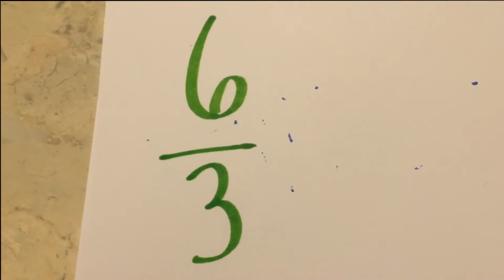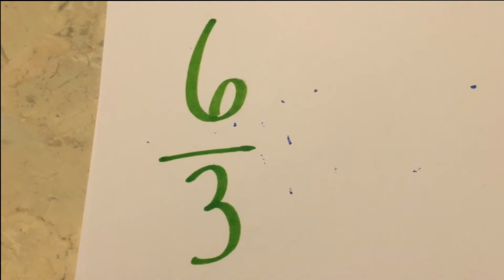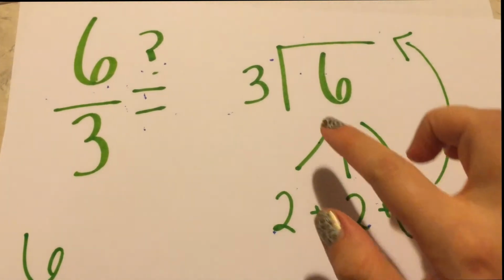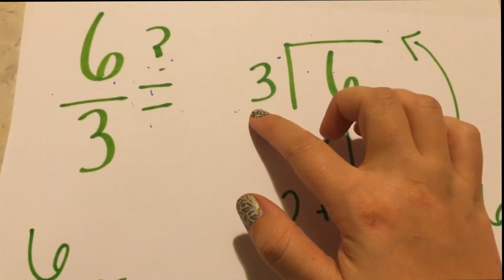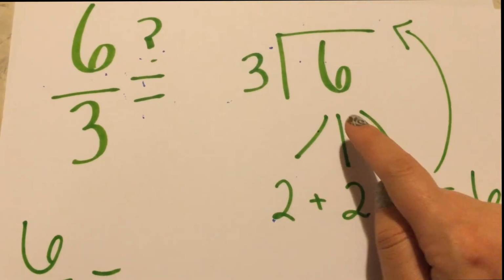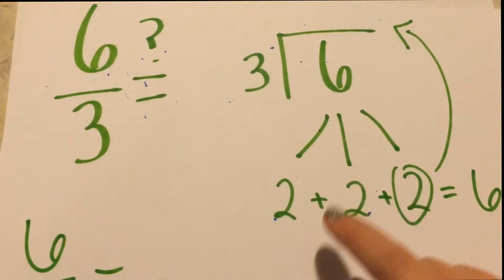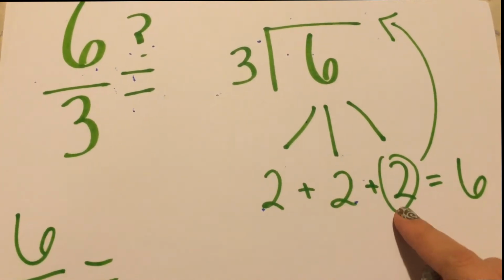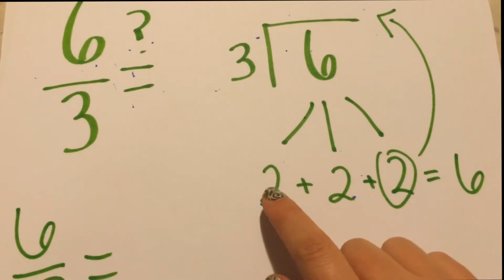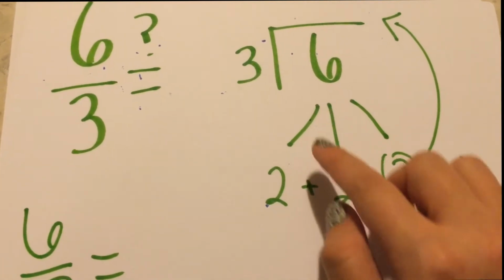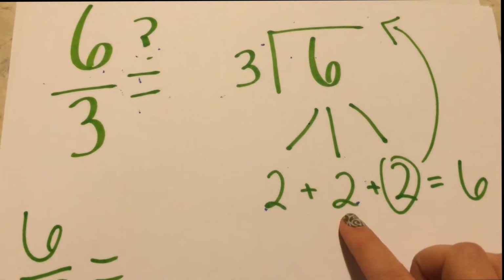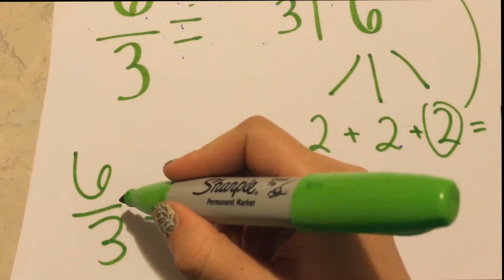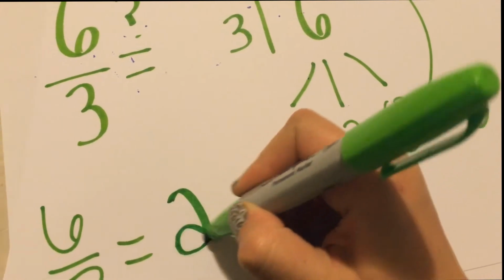Next, we will look at the fraction 6/3 and figure out what whole number equals it. Like we did before, you have to set up 6 divided by 3. So then you have to ask yourself, when you divide 6 by 3, what does it equal? You find out that 2 plus 2 plus 2 equals 6. And since there's 3 2's, you know that 6 divided by 3 equals 2. And since 2 is a whole number, you know that 6/3 equals 2.